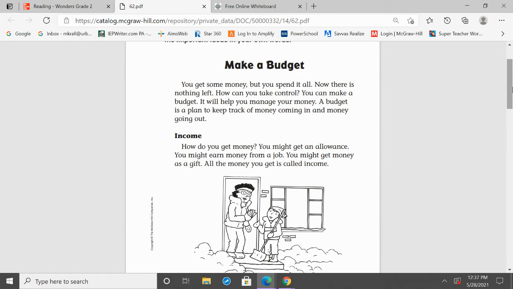You get some money, but you spend it all. Now there is nothing left. How can you take control?